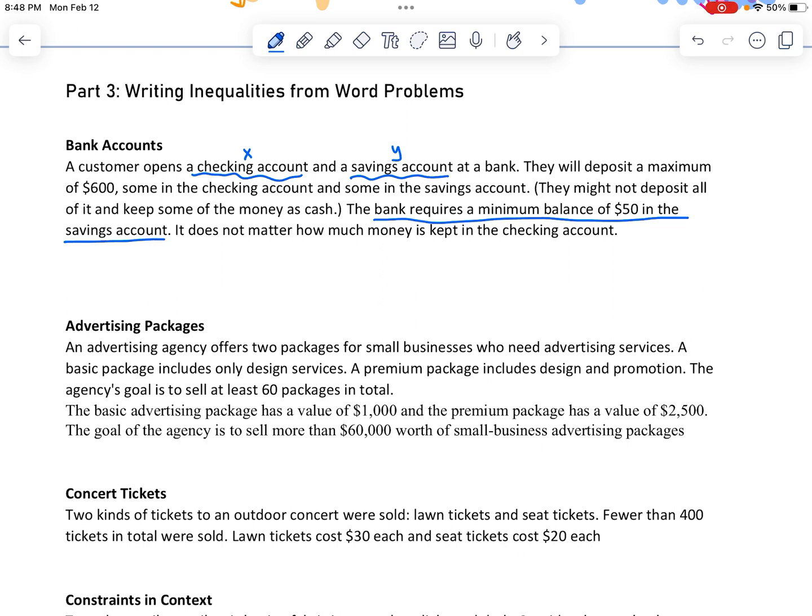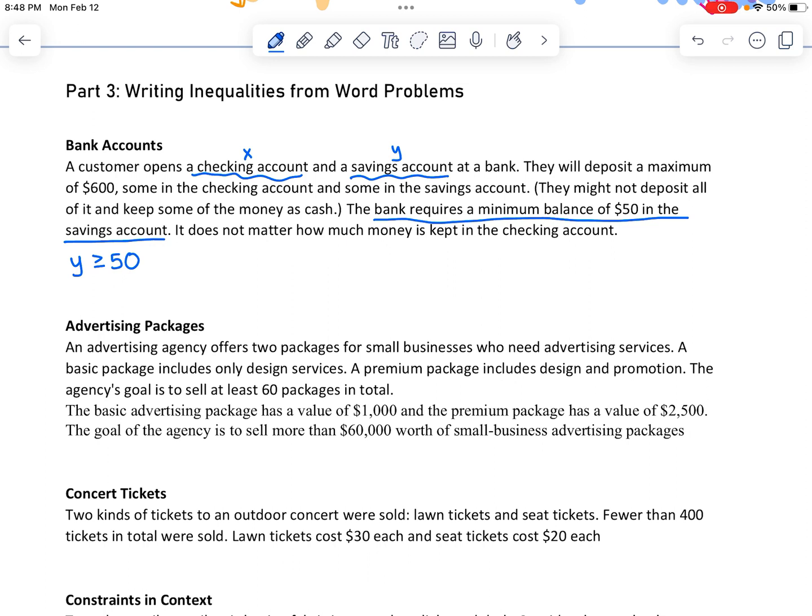So for this first restriction, the bank requires a minimum balance of $50 in the savings account. That's talking about Y, since we said savings is Y. And there has to be at least $50 in the account. So that means Y must be greater than or equal to 50. That's how much money we have to have in the savings account.